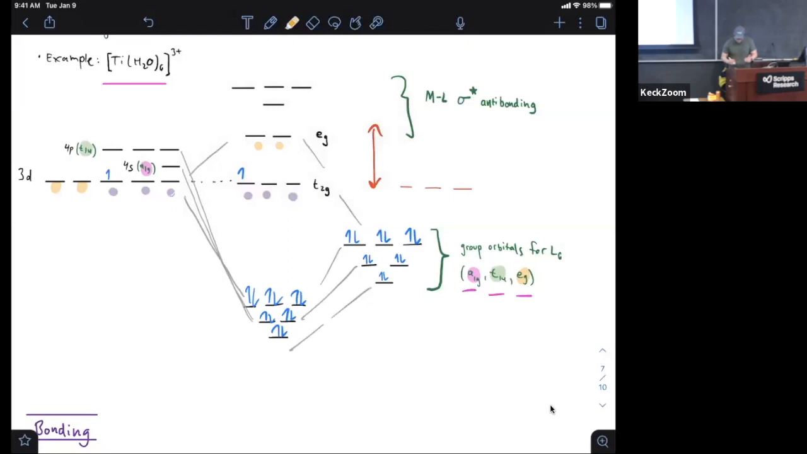So the Eg orbitals are forming a bonding interaction and then an anti-bonding interaction. And then, of course, all of the orbitals that I described already form a bonding interaction and an anti-bonding interaction. I didn't draw all of the anti-bonding interactions here, but you can see on the right how those are.